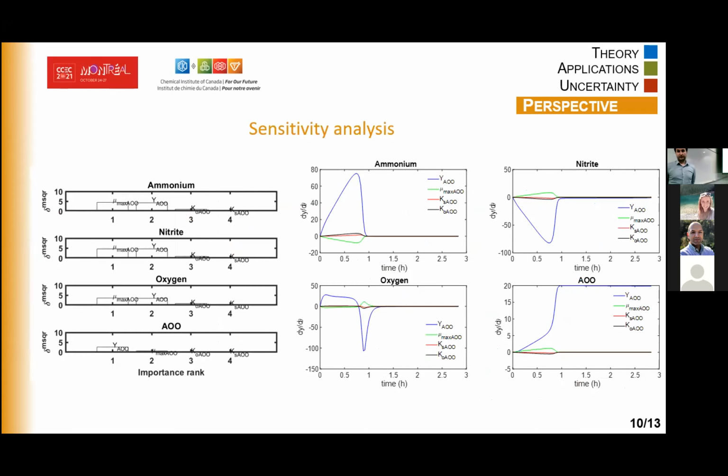Following this, we can do a sensitivity analysis. And to do that, we evaluate the derivative of our function in comparison with every parameter we have. And this will tell us how each parameter actually affects our function. So some parameters have a stronger effect on it and others less, as you can see on the right-hand side of this slide. And we can then rank which parameter is actually affecting our function more. And this is presented on the left-hand side of the slide.